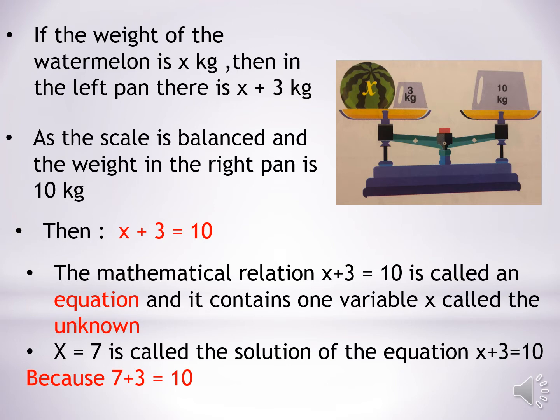x plus 3 equals 10. So, what's the value of x? The value of x equals 7, because 7 plus 3 equals 10. x equals 7, this is called the solution of the equation x plus 3 equals 10, because 7 plus 3 equals 10.